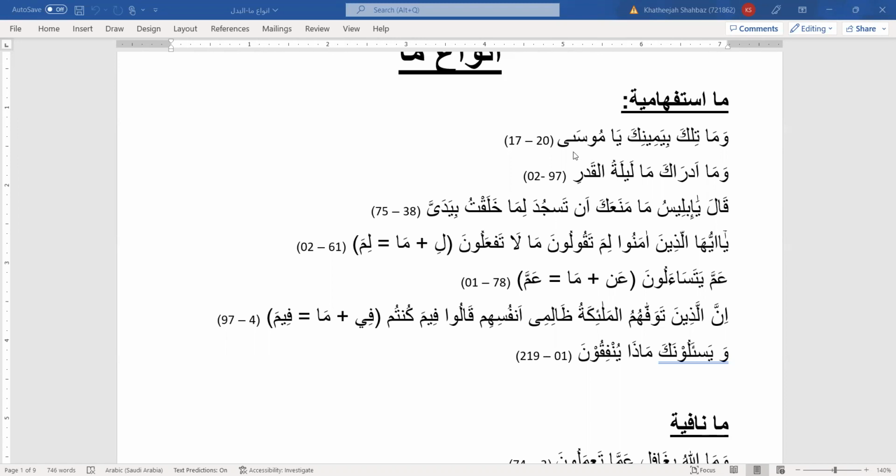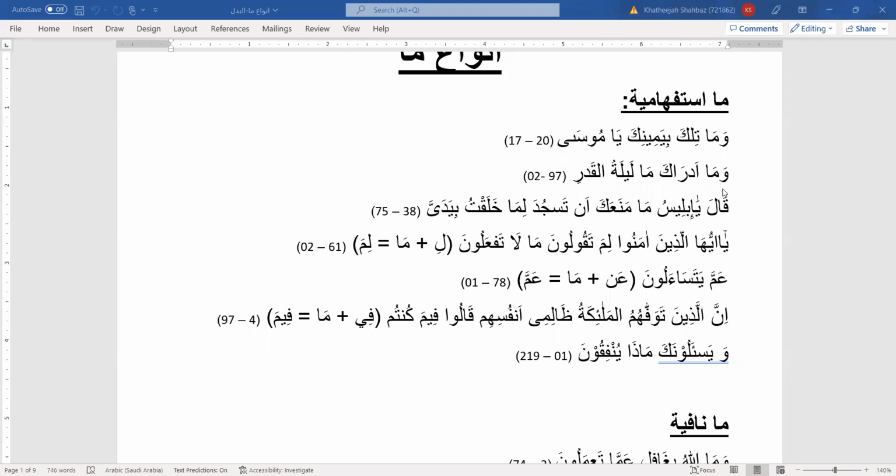Do you know who said that? Yes, Allah subhanahu wa ta'ala said that to Musa. And what he was holding in his hand was a stick, or a staff, that he used to carry with himself. So ma is translated as what here. This ma is ma istifhamiyah.